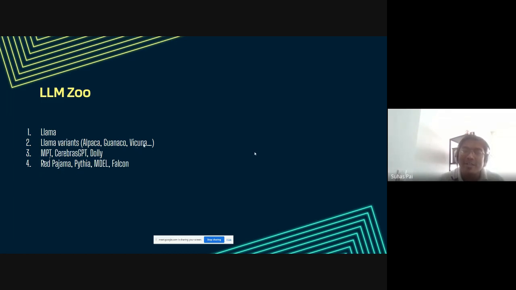Red Pajama is now Together, which is a company that I guess got 20 million in funding recently. MDEL is one that I am kind of involved with, which is basically using mixture of experts to build a language model that can be on par with GPT-4. But how to choose this, we'll come to that next.